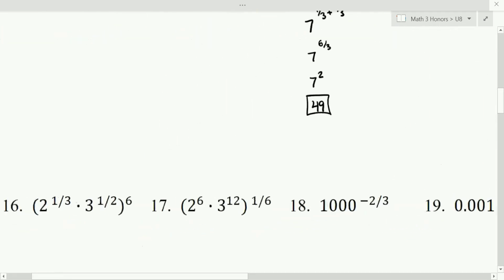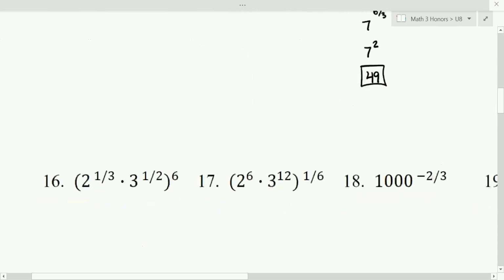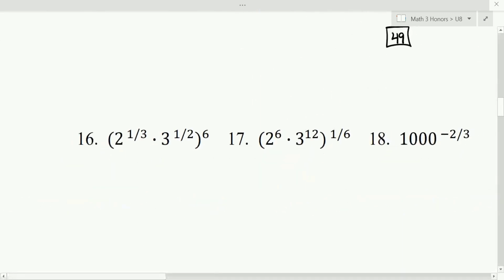Look at 16. 2 to the 1/3, or the cube root of 2, times the square root of 3, all raised to the 6th power. So here we have a multiplication problem. Can I multiply these together? They have different bases, they have different exponents, everything's not alike. So we can't, we're kind of stuck with what's in there. Is there anything we can do with this?